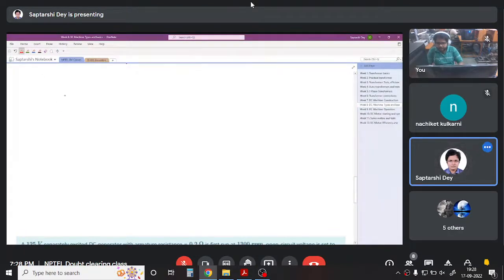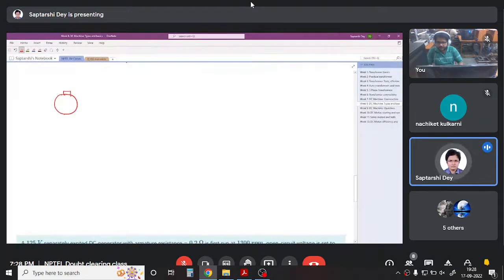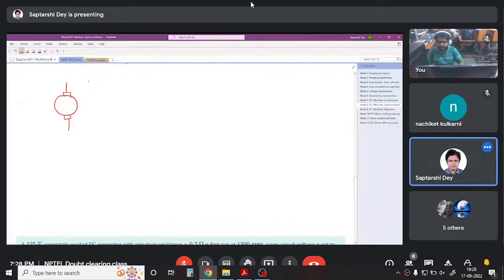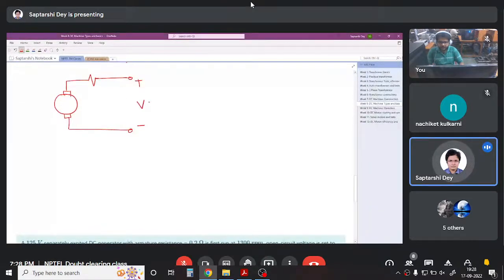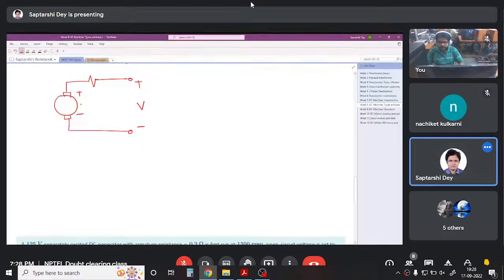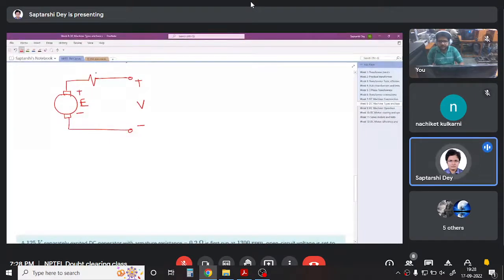What we do is, when we talk about DC machine, we simply draw its equivalent circuit like this. So this is the armature. This is the equivalent series resistance of the armature. This is the terminal, so this is the terminal voltage V. This is the induced EMF E. This is the armature resistance RA.